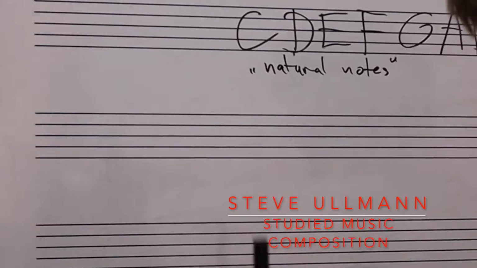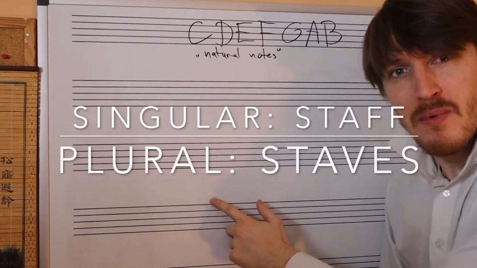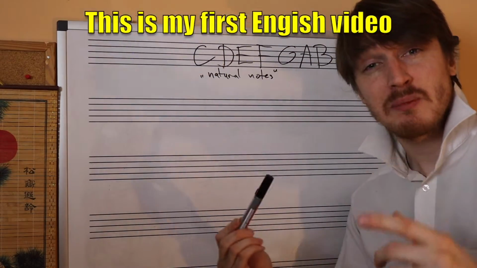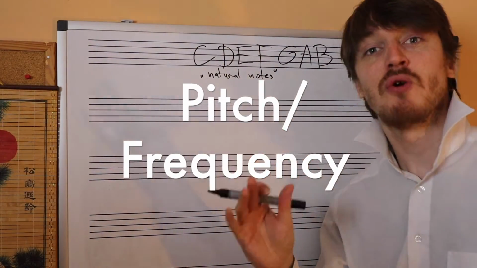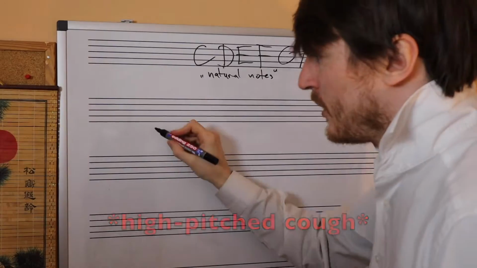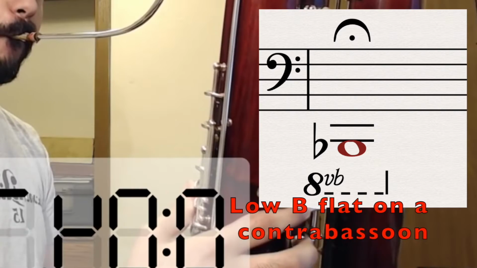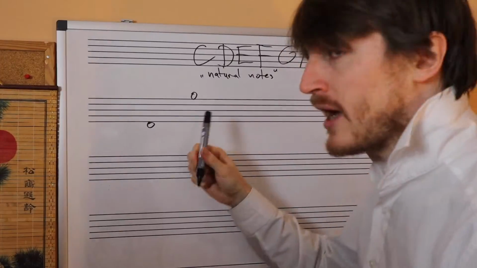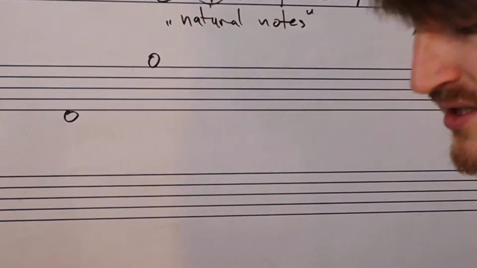This is a whiteboard. It has many sets of 5 lines. One such set is called a music staff. Many of them are referred to as staves. In these lines, we write our little black dots called notes. These notes have a certain pitch or frequency. The lower a note is notated, the lower it's going to sound. The higher it's notated relative to these 5 lines, the higher it's going to sound.